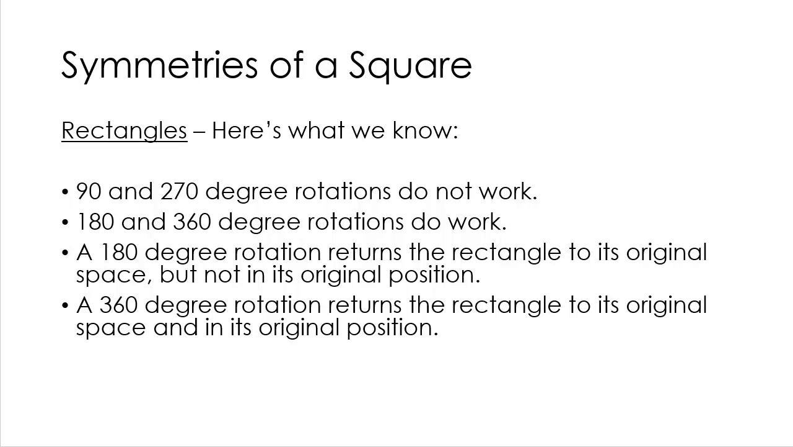So a 180-degree rotation returns it to its original space, but not its original position, whereas a 360-degree rotation returns it to its original space, i.e. it fits that hole again, but it's also in its original position, right? Because we all know if we rotate anything 360 degrees, it just goes right back to where it started, any shape whatsoever. So 90 and 270, those won't work for getting it back to its original space. But 180, 360, and basically any multiple of 180 will.